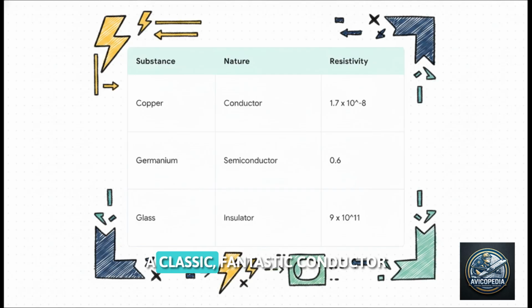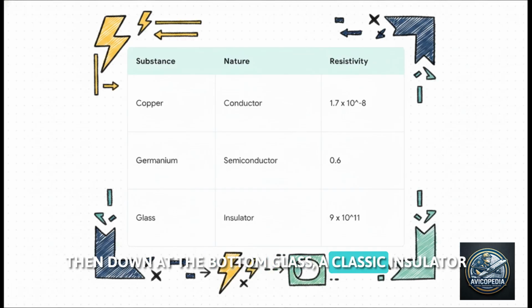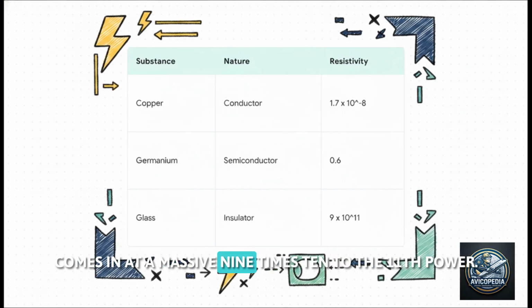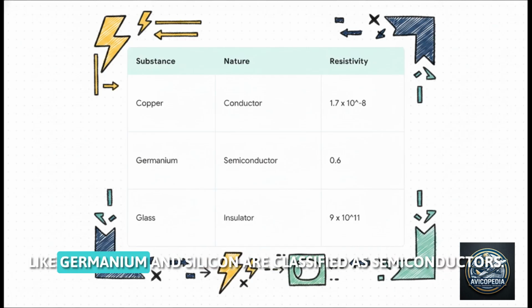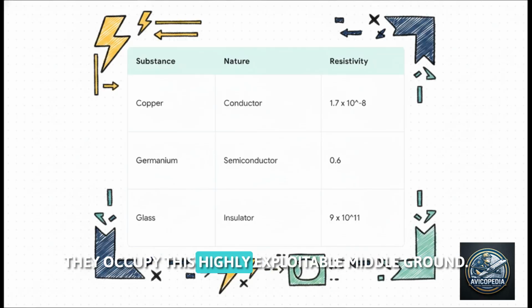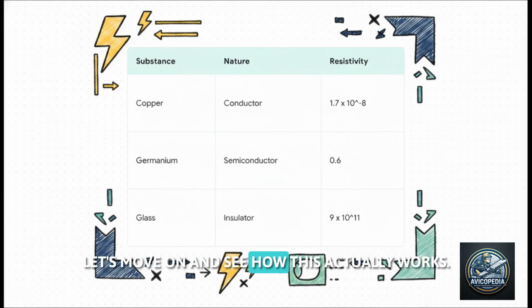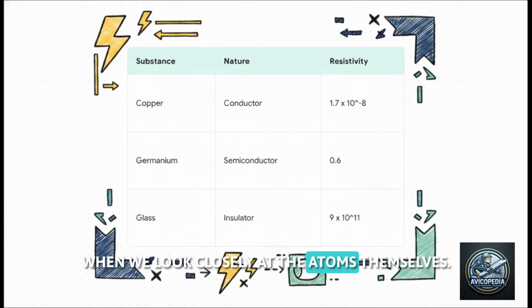We have copper, a classic, fantastic conductor with a tiny resistivity of 1.7 times 10 to the negative 8th power ohm meters. Then down at the bottom, glass, a classic insulator, comes in at a massive 9 times 10 to the 11th power. But right in the middle sits germanium at 0.6 ohm meters. It's not a great conductor, but it's definitely not a great insulator either. This unique placement is exactly why elements like germanium and silicon are classified as semiconductors. They occupy this highly exploitable middle ground. Let's move on and see how this actually works when we look closely at the atoms themselves.